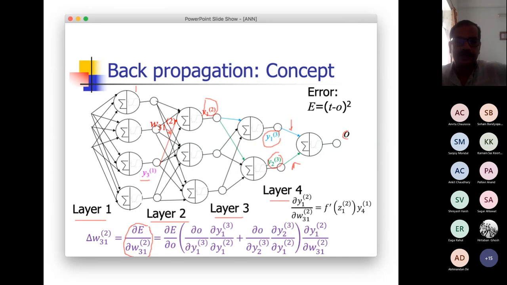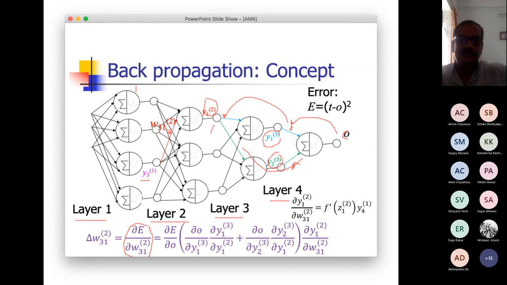So you are doing delta O delta Y13 plus delta Y13 delta Y12, right? So delta O delta Y13, delta Y13 delta Y12, and definitely delta E delta O. That would be this path. Through this path you are getting this gradient. Similarly, through this path you are getting delta O delta Y23, so this is Y23, and then delta Y23 delta Y1.